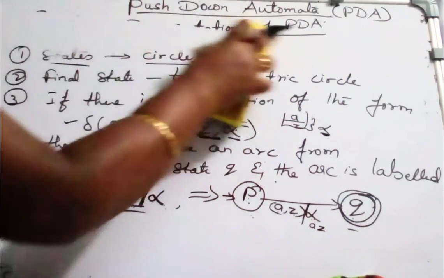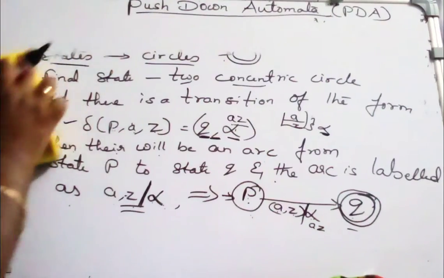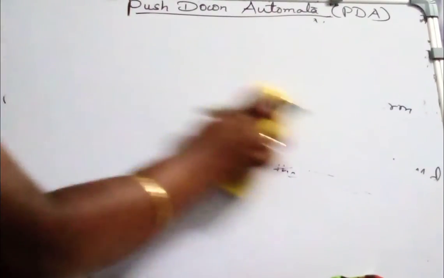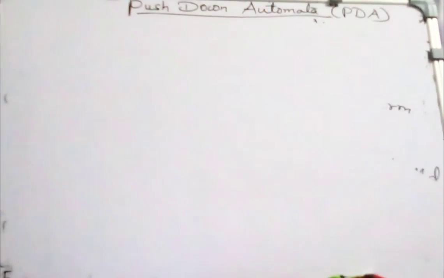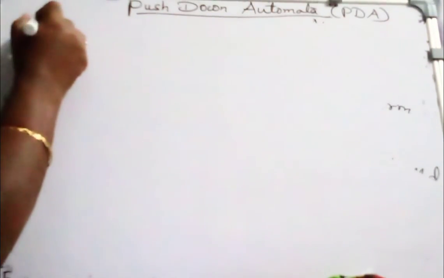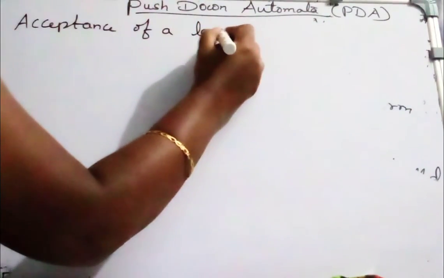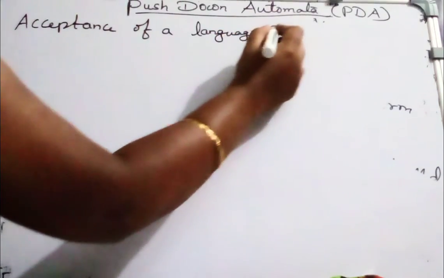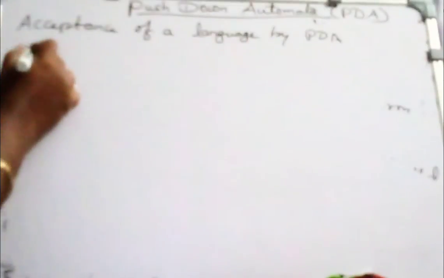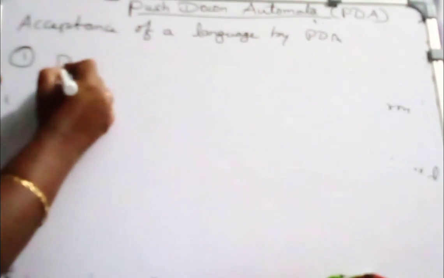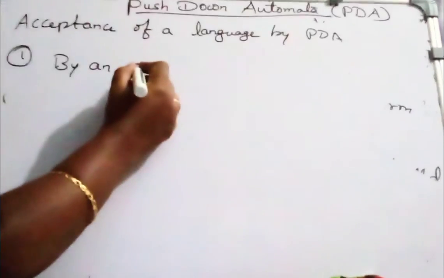The next basic fundamental which you should know in PDA in order to solve some of the problems is the language acceptance by the PDA. That is, acceptance of a language by PDA. So the PDA can accept the language by two methods. One is it can accept the language by an empty stack.